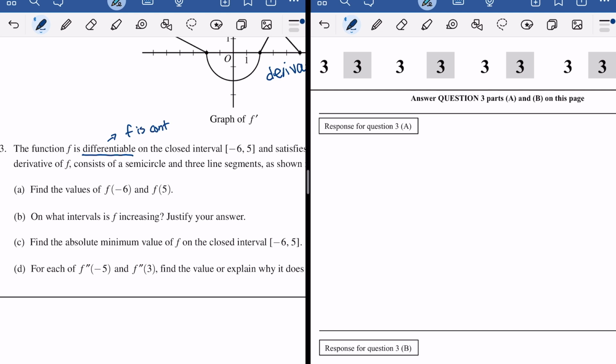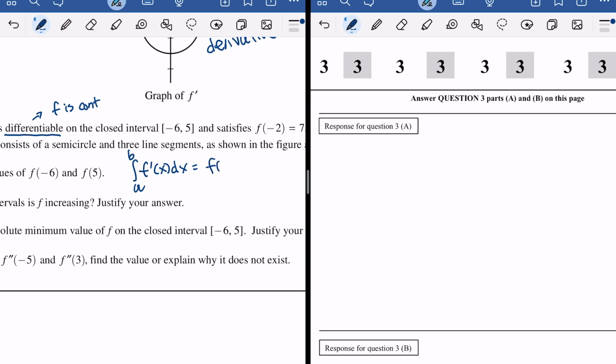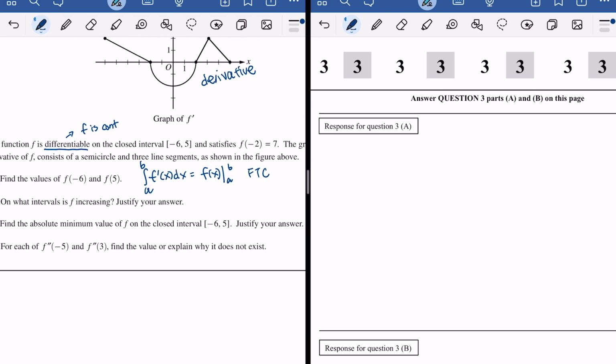So the first part is looking for the f value. Now, given f prime, we need to apply the first fundamental theorem of calculus, the antiderivative from a to b, and then you need to decide what a and b are. The integral of f prime of x dx is equal to f of x evaluated from a to b. So again, this is just a little idea. We can come back to do the setup and solving later.